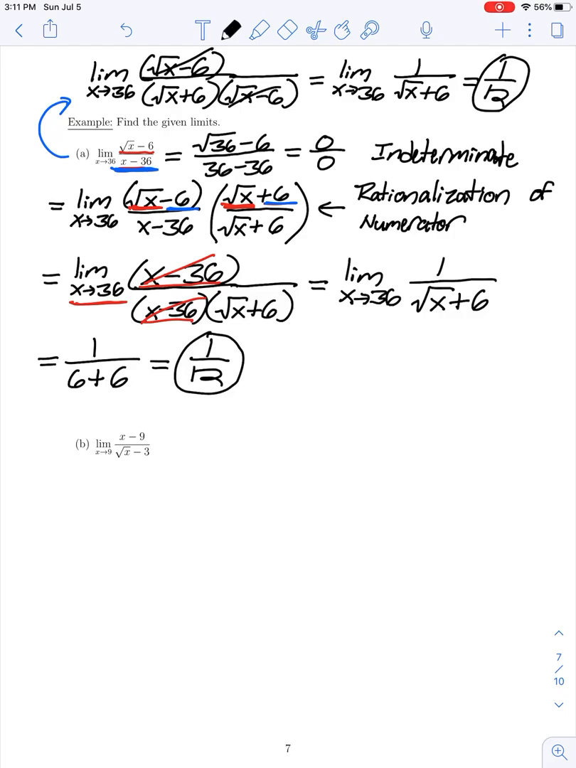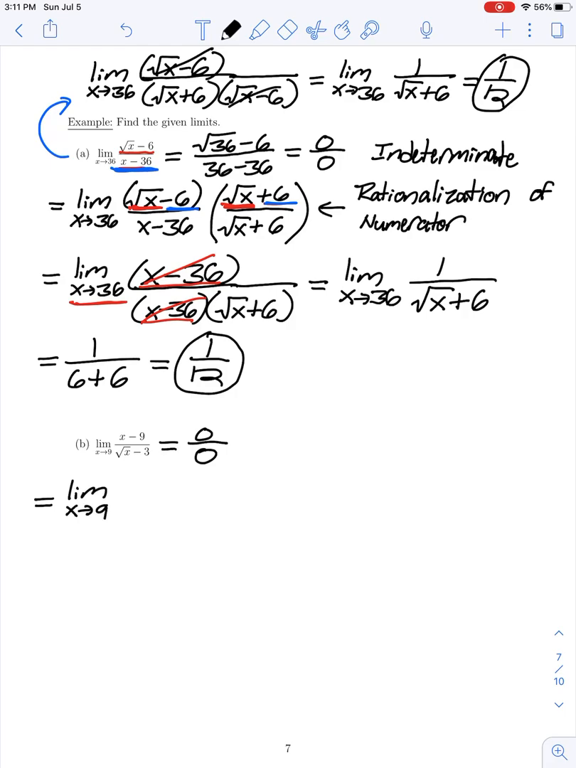So in part B, we have a similar problem. The limit as x approaches 9 of x minus 9 over the square root of x minus 3. If we plug in 9 for x, we again have an indeterminate limit of the form 0 over 0. There's a couple of ways we could go about handling this limit. One way is by factoring.